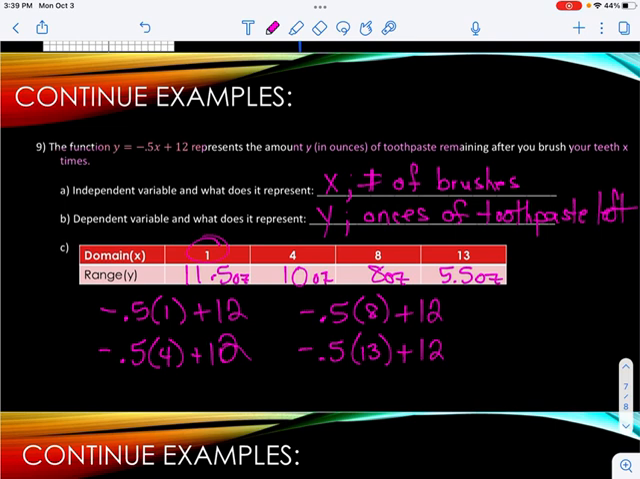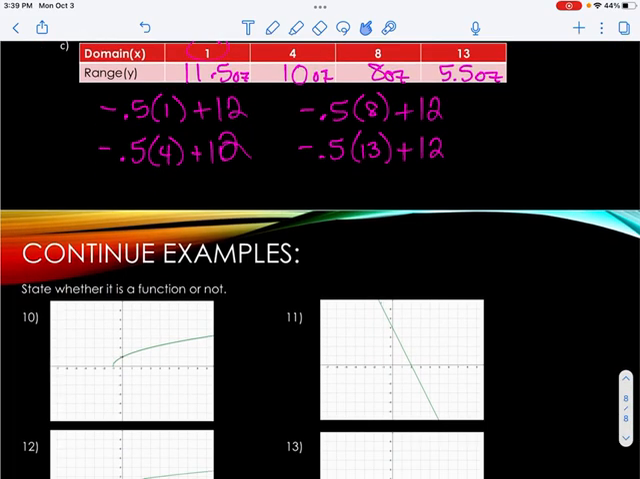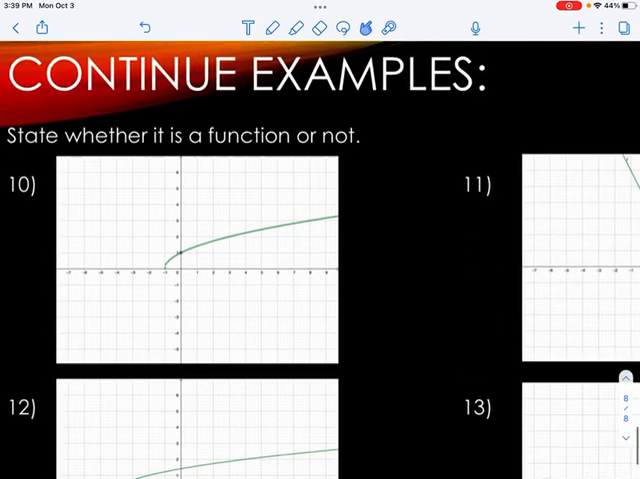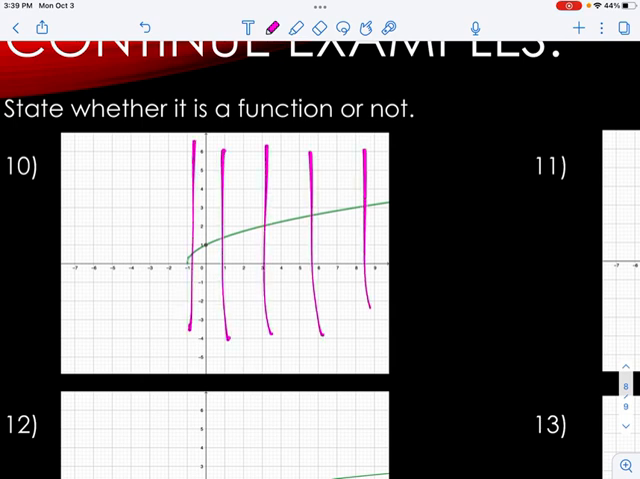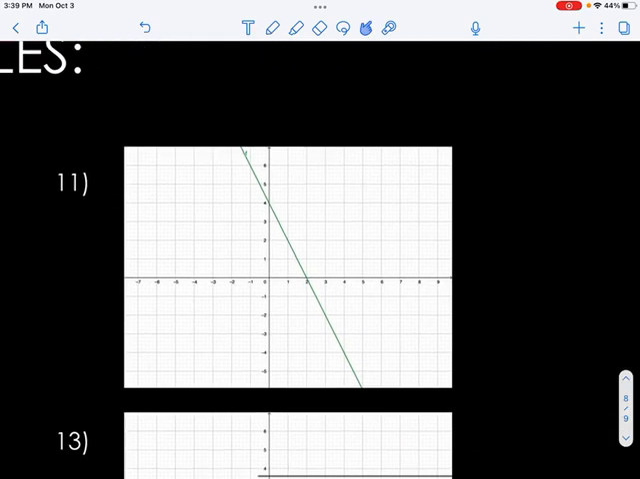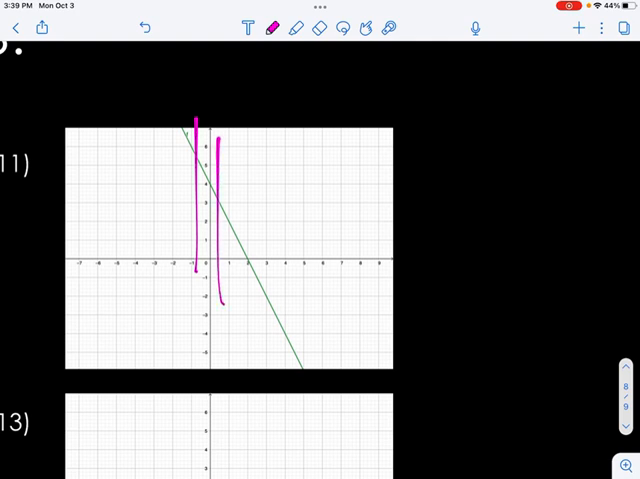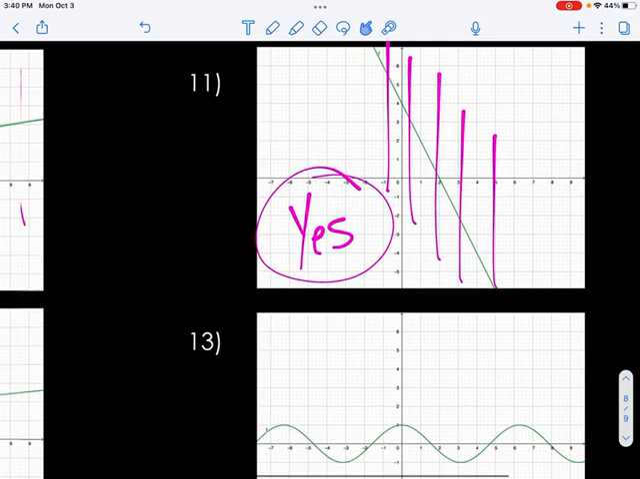So using that function equation, we can actually determine how many ounces would be left in our toothpaste tube. Okay, last one. State whether it's a function or not. What we're going to do here is literally just do our vertical line test. If you imagine a vertical line going through here, how many points is it touching on that green graph? On that one, it's only touching it once. So we would say, yes, this is a function. Okay, let's take a look at number 11. Same thing. If I draw my vertical lines in here, that's all going down, only touching at one spot. So yes, that is also a function.